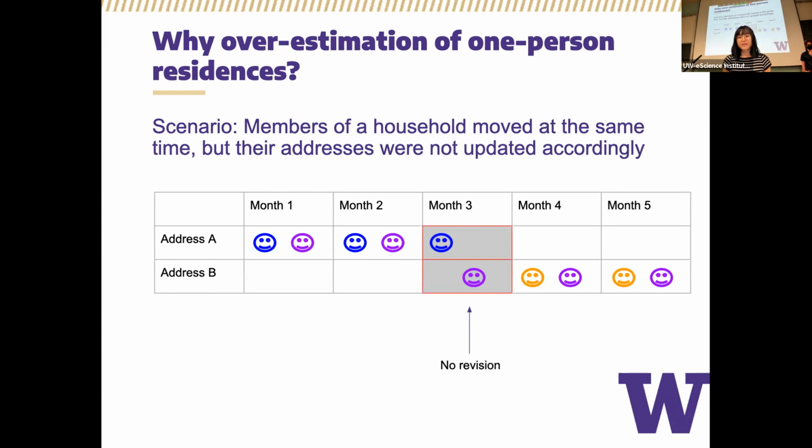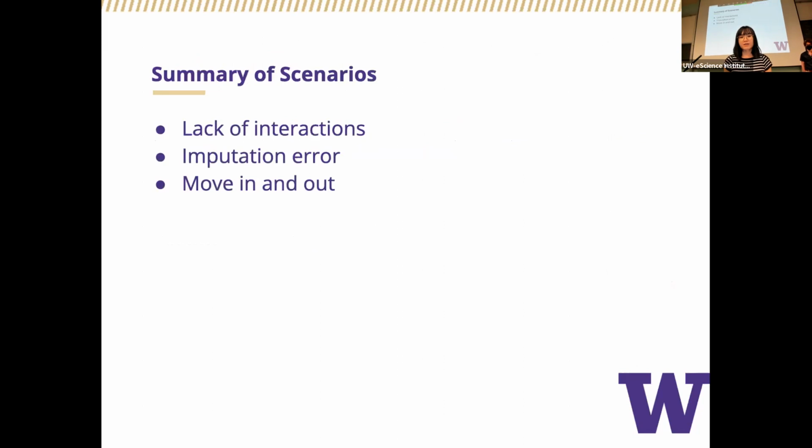However, here is a case we don't want to make a revision, which is when two persons who used to live together for a few months, and once they move out, they no longer live with each other. We want to leave their observations as they are, which means we only want to make a revision when the co-residence before matches a co-residence afterward. Taken together, we want to revise the one-person residences, taking into account the following scenarios: lack of interactions, imputation error, and moving in and out.